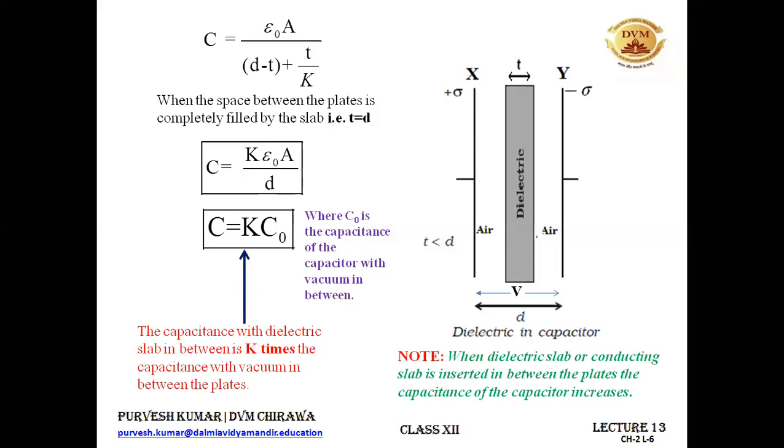And please have a note of this thing, that when a dielectric slab or a conducting slab is inserted in between the plates, the capacitance of the capacitor always increases. All right. So even if you insert some metal in between the plates of the parallel plate capacitor, then also the capacitance will increase. It does not depend whether it is a dielectric or conducting slab. But in case of dielectric, it increases more. In case of conducting slab, it increases less. So it will always be increased.